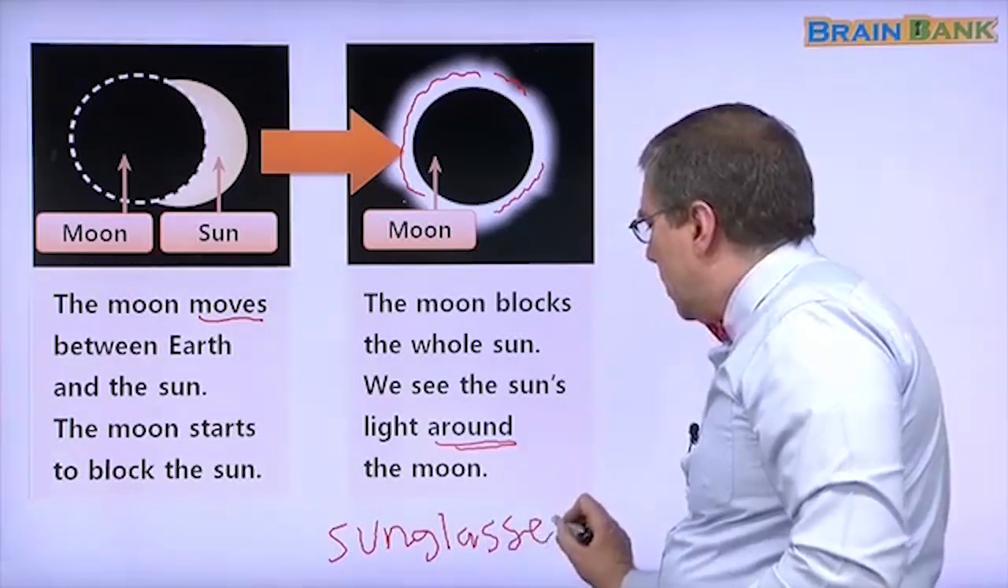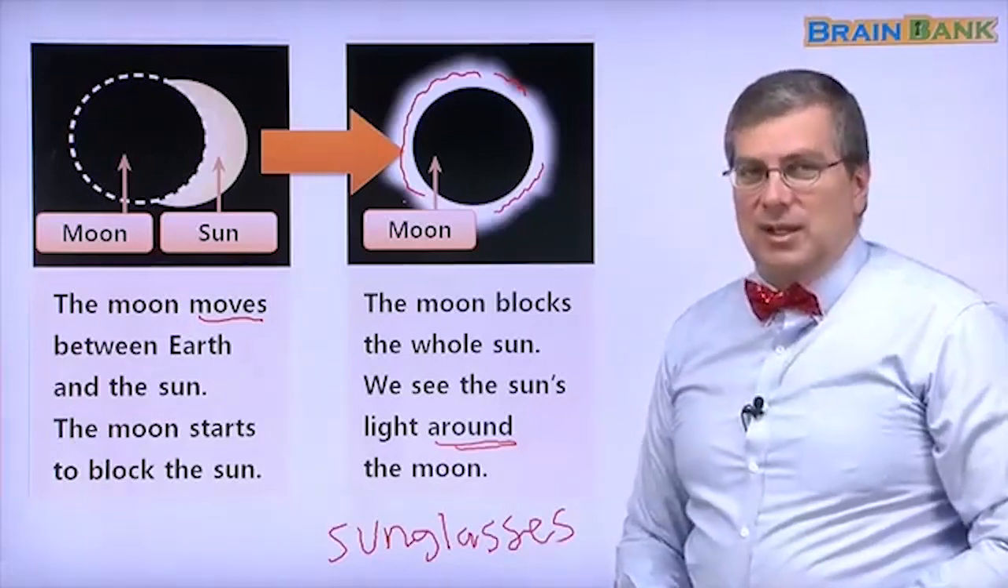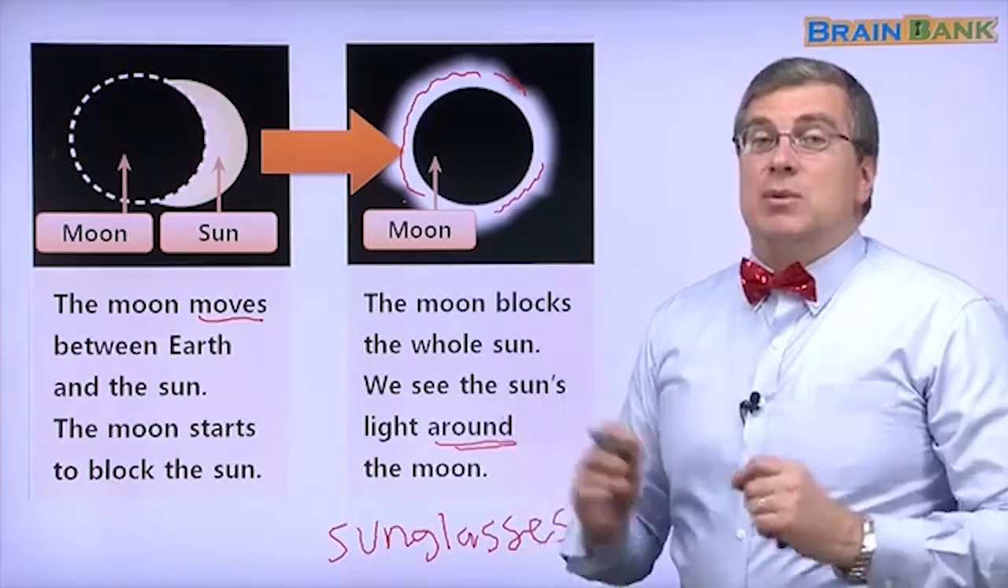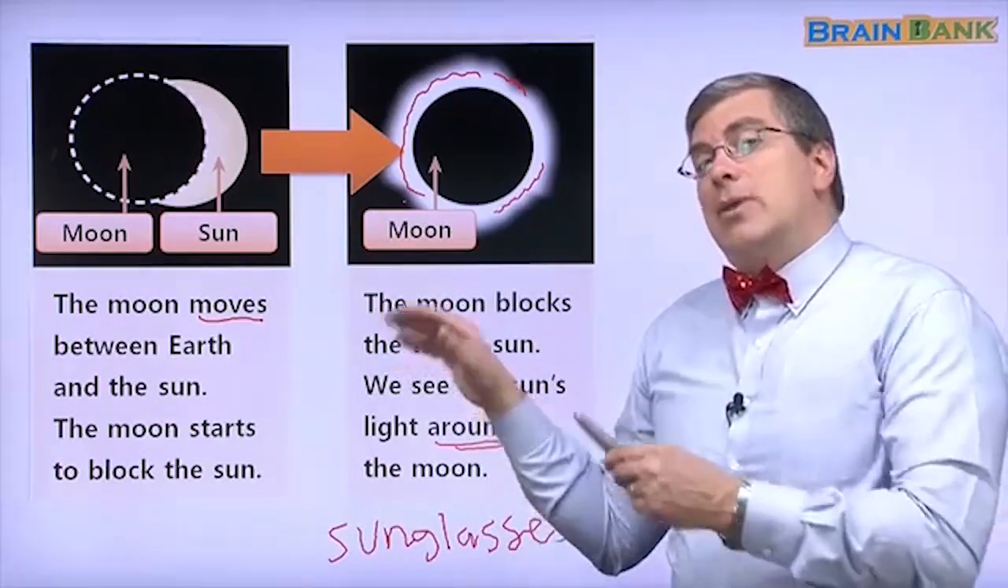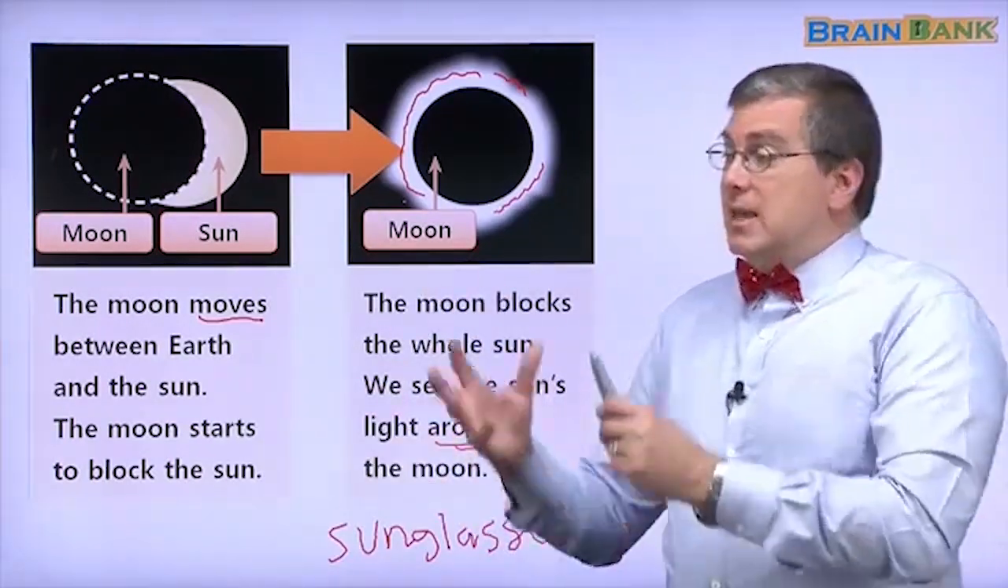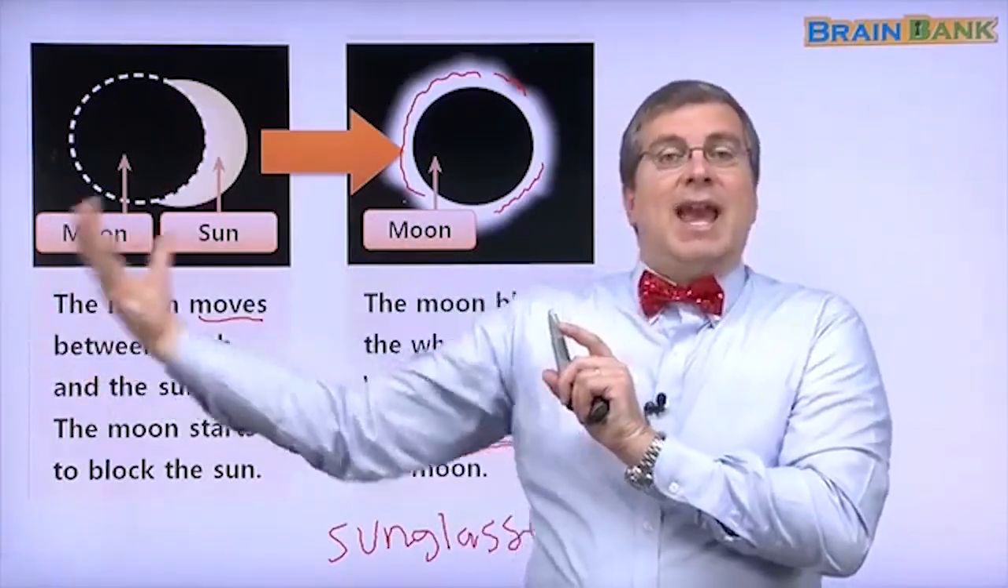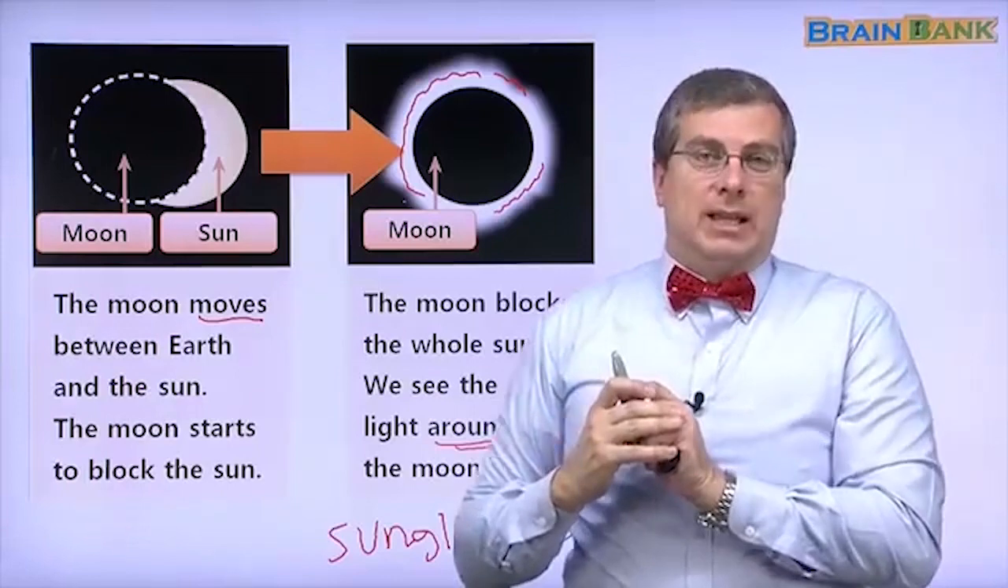Sunglasses. Or ask your teacher or your mom or dad. Very interesting, though. Very beautiful. Okay, so that's how they made an eclipse. They used a melon, an orange, and a flashlight. And they made an eclipse.